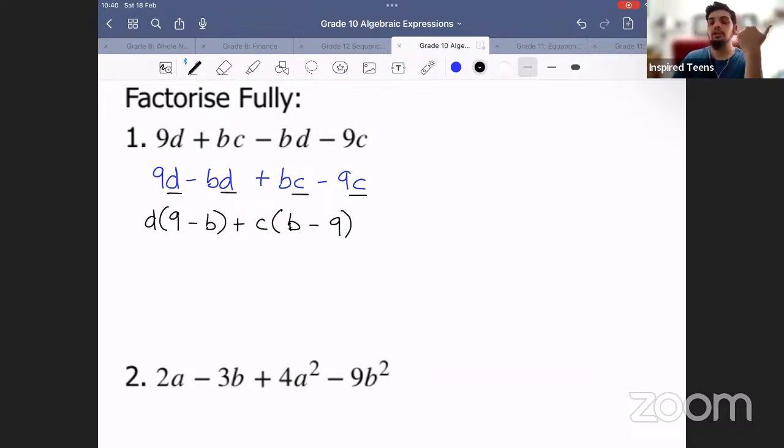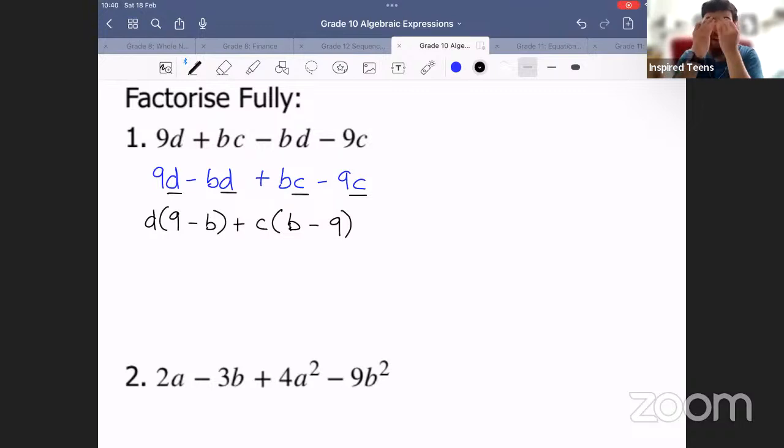Your signs are not going to change for rearranging because you're not taking it to the other side of the equation. This is an expression. Remember the difference between an expression and an equation: an expression just has terms, and an equation has terms with an equal to sign. That's for sign change. We've been through like 5 of those, I think.